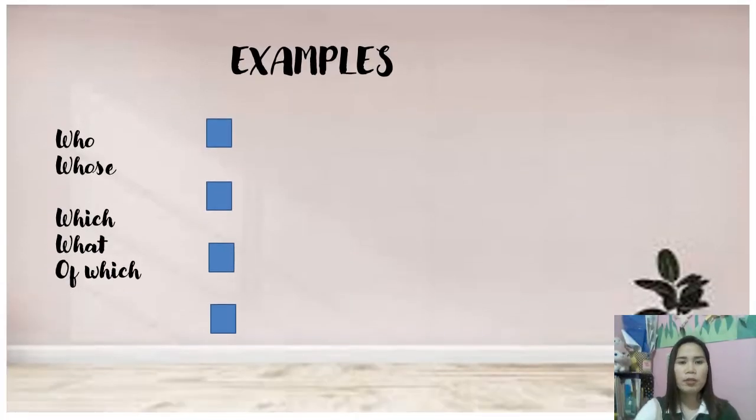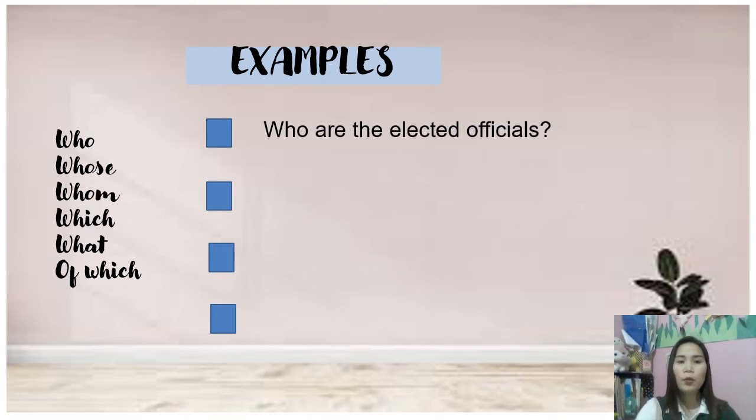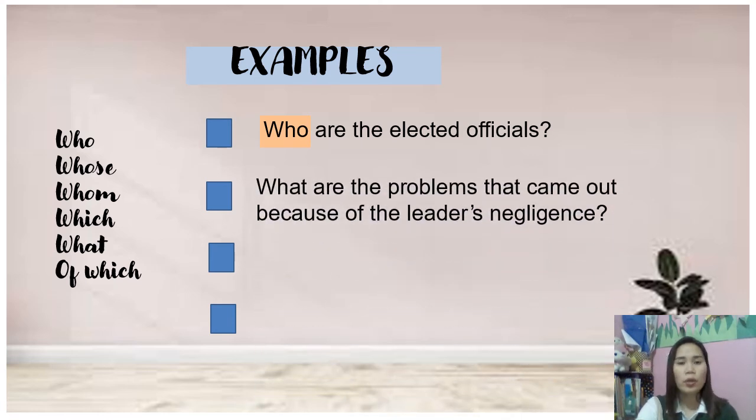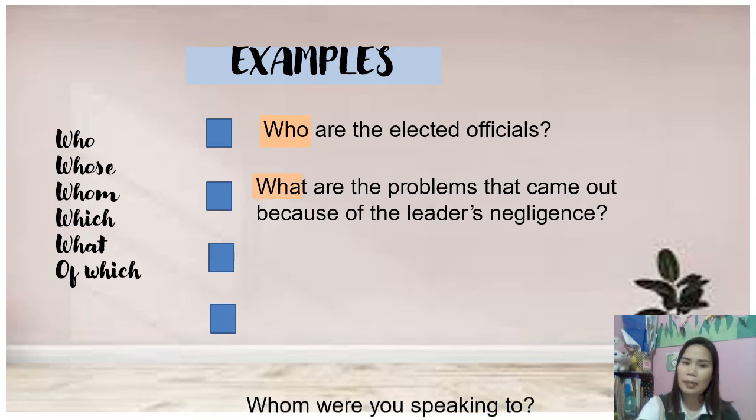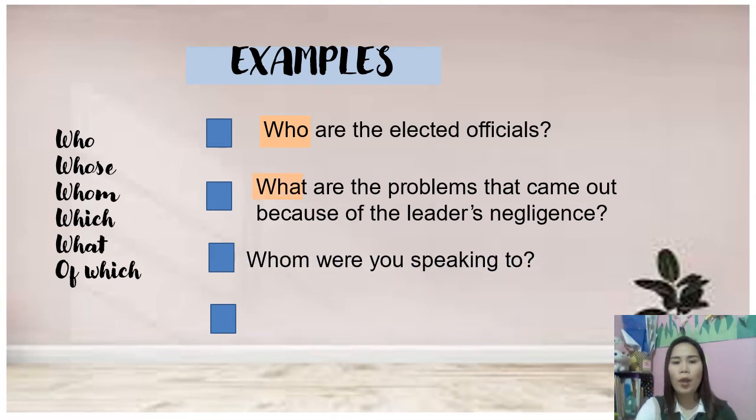So here are some examples of interrogative pronouns. First, who are the elected officials? So who? It asks questions. What are the problems that came out because of the leader's negligence? So what? Next, whom were you speaking to? So another interrogative pronoun is whom, and who is there at the door.